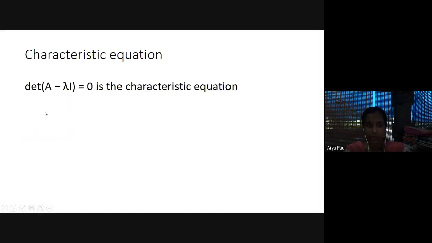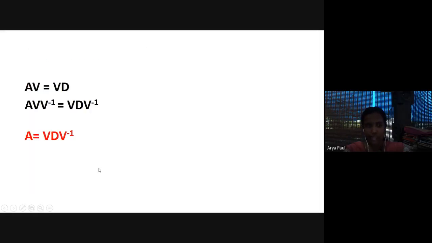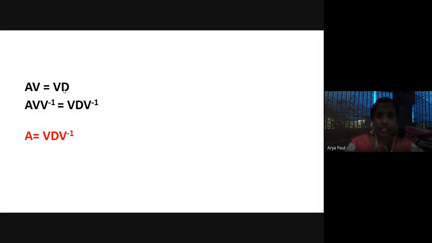Now, as I've already told you, AV is equal to lambda times V, isn't it? Lambda is the eigenvalue, A is the matrix, V is the eigenvector. So you can write the equation AV equal to VD. What is D? D is the eigenvalues represented as a matrix. That means the diagonal elements are eigenvalues.